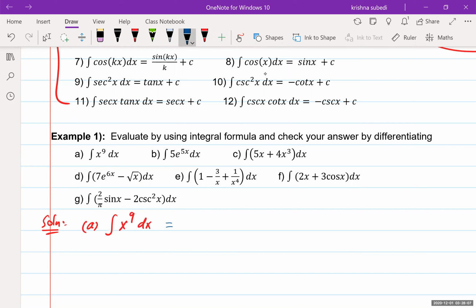So using that formula, you can write 9 plus 1 divided by 9 plus 1 plus c, which means x power 10 over 10 plus c. Done. Any question, guys, using the power rule?